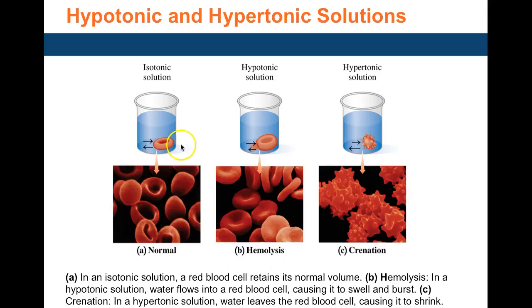All right. So here you have 3 pictures. You have an isotonic solution. That means you have 5% glucose and 0.9% NaCl outside and inside. So the red blood cell is intact.